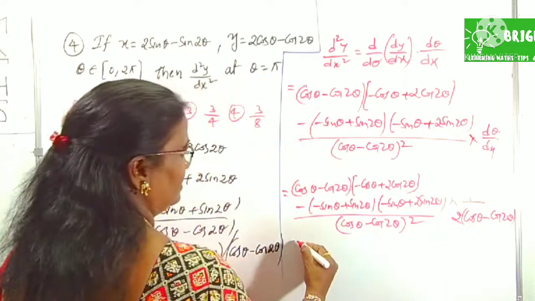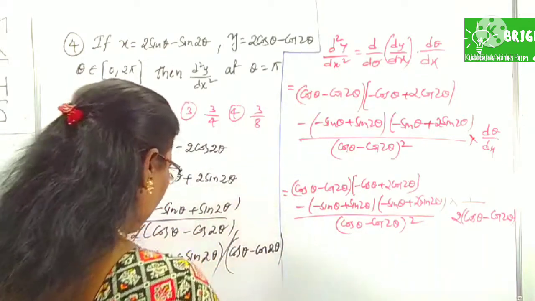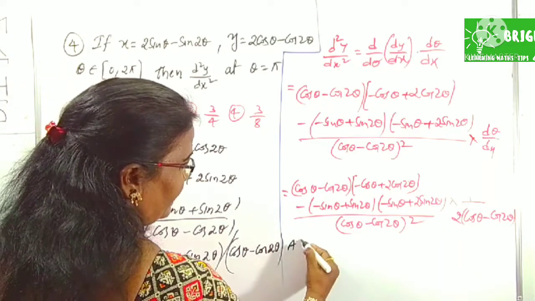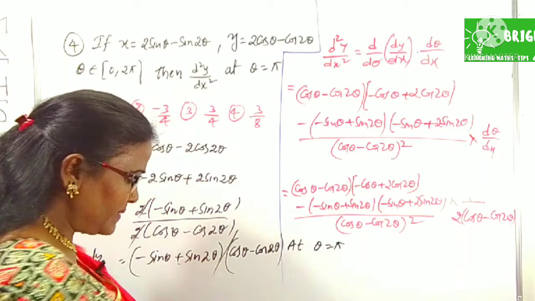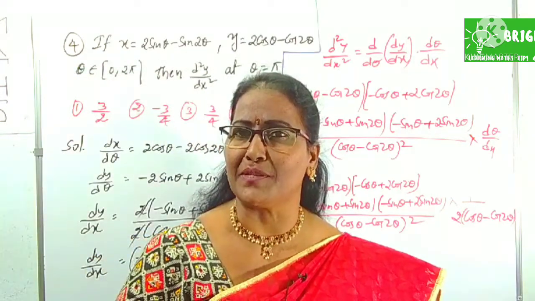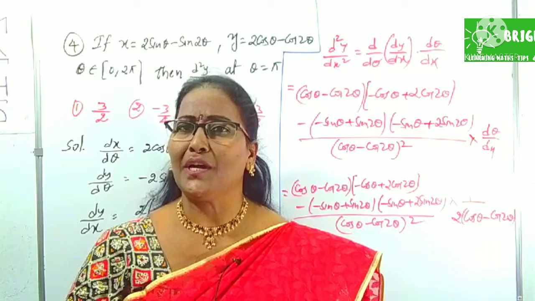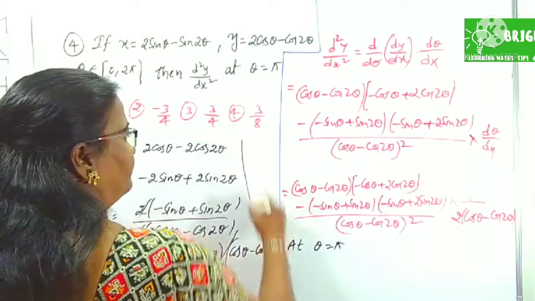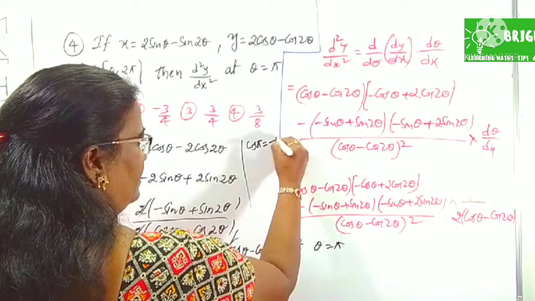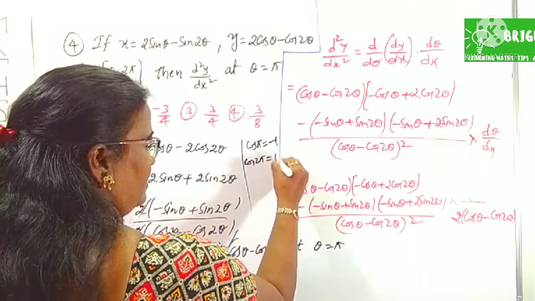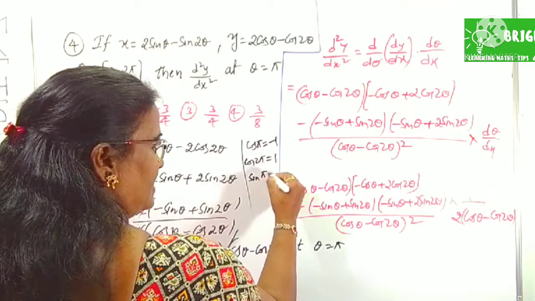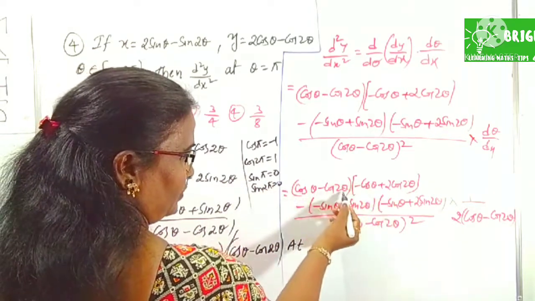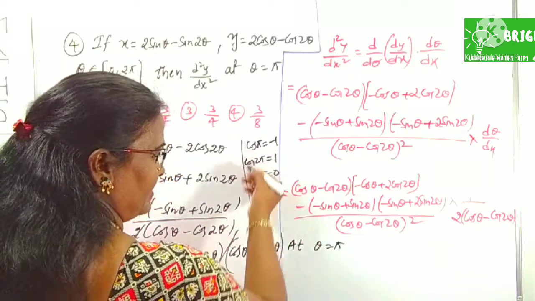Now, this is only the second order derivative. Now at theta equals pi, we have to substitute. At theta equals pi, what happens? What is the cos pi value? Cos pi is minus 1, cos 2 pi is 1, sin pi is 0, sin 2 pi is also 0. Here there are theta and 2 theta like that only. That's why we can use these values.